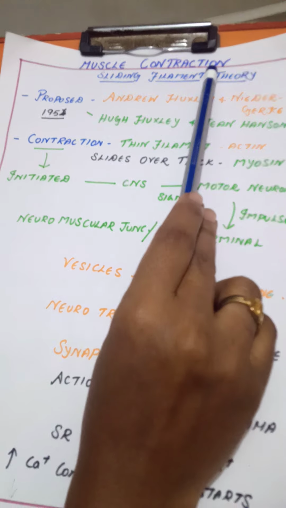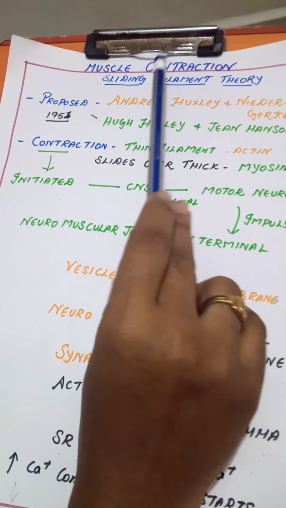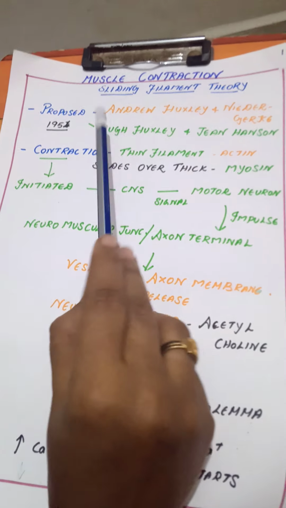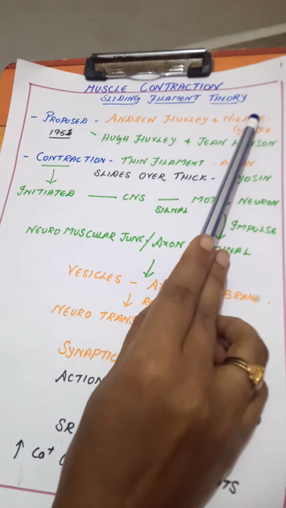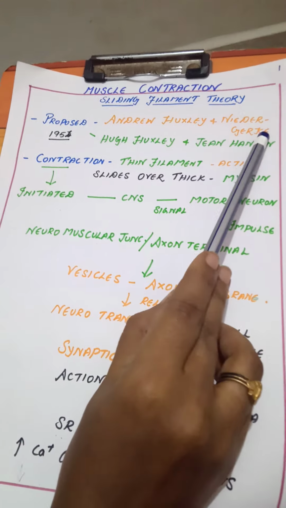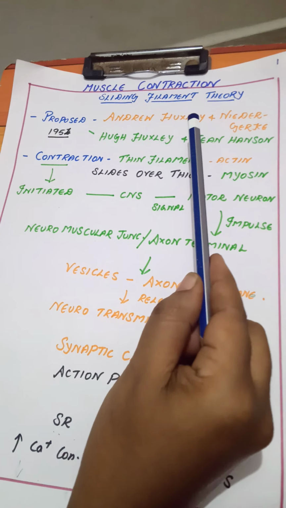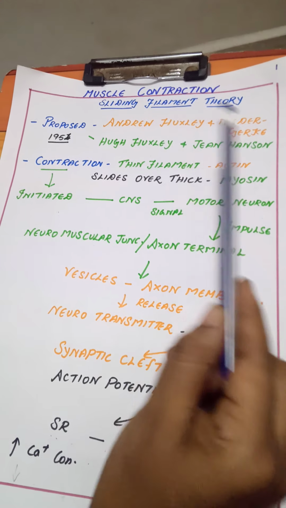The mechanism of muscle contraction is explained by the sliding filament theory, proposed by two groups of workers: Andrew Huxley and Niedergerke, and another group, Hugh Huxley and Jean Hanson, in the year 1951. The contraction of a skeletal muscle fiber is due to the sliding of two filaments.